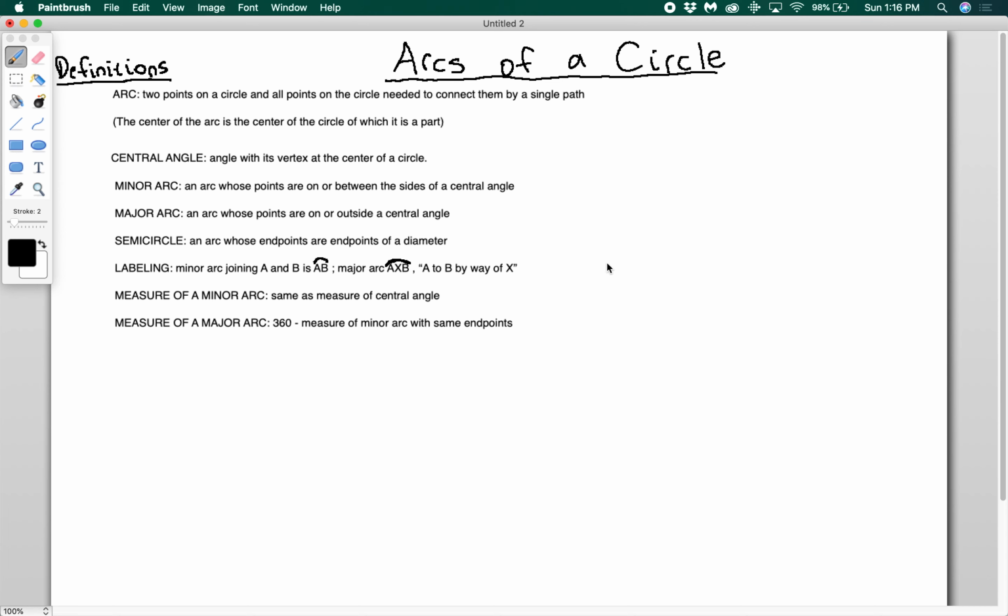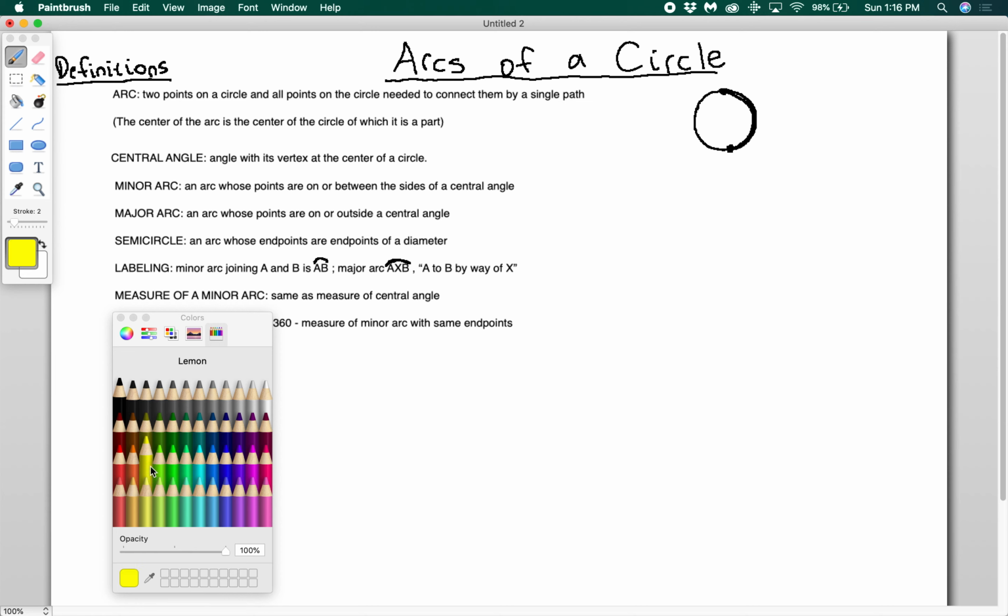An arc consists of 2 points on a circle, and all the points on the circle needed to connect them by a single path. So if I have a circle like this, I pick 2 points on a circle, and an arc would be this. Right? This could be one of the arcs I could make. The other arc that I could make could be this. It was probably not the best color to choose, but yeah. So both of these are arcs, right? As long as they're connected by a single path on a circle, then it's an arc, okay?